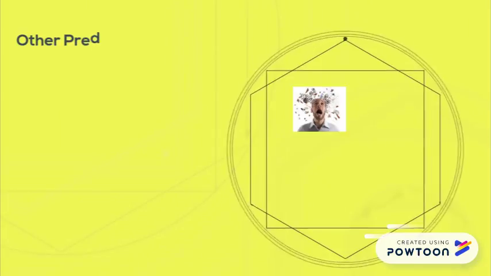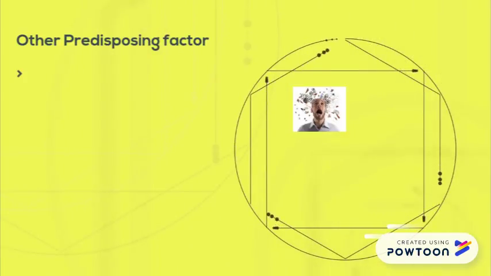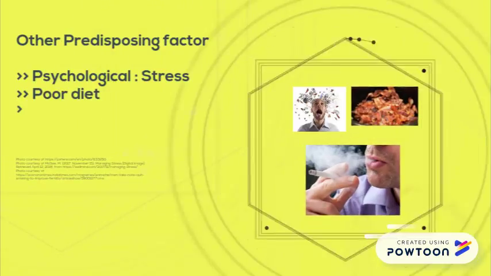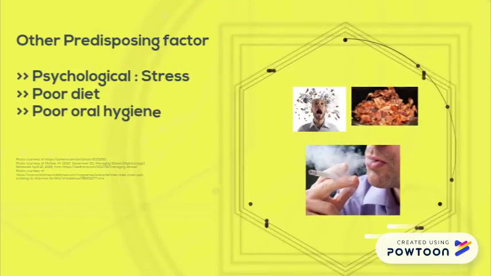Here are the other predisposing factors of NUG. It is stress-related, poor diet, poor oral hygiene, if a patient is a smoker, and NUG is also present in patients who are HIV positive.